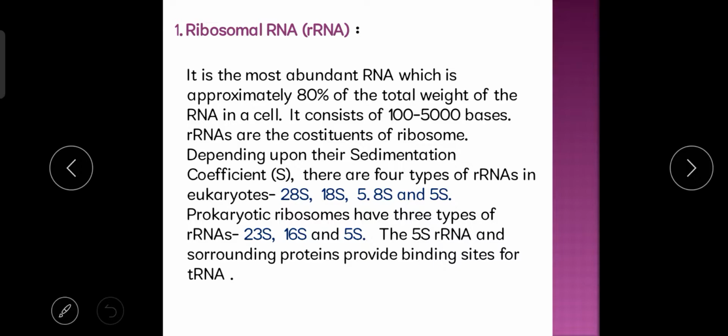Ribosomal RNAs consist of 100 to 5000 nitrogenous bases. Remember, this is the largest structured RNA. It contains 100 to 5000 nitrogenous bases. Ribosomal RNAs always help in the production of the ribosome in the cytoplasm of a cell. What is the function of ribosomal RNA? Ribosomal RNAs always help in the production of ribosome in the cytoplasm.